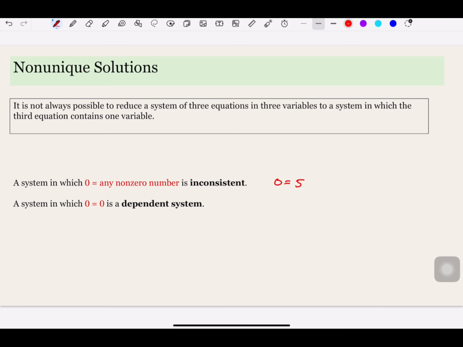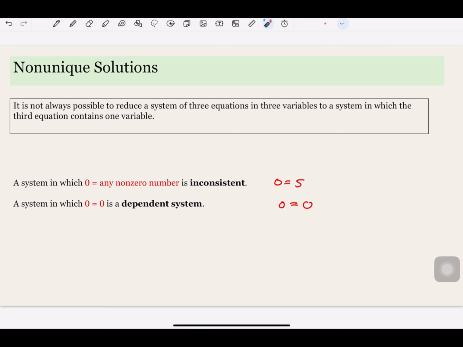On the other hand, if you end up with something like 0 equals 0, this is always true. It means that the system is dependent. This happens when all the equations describe the same geometric object, for example, the same plane in 3D space. So in a dependent system, there are infinitely many solutions because all the equations overlap.